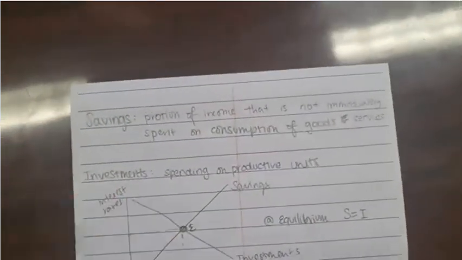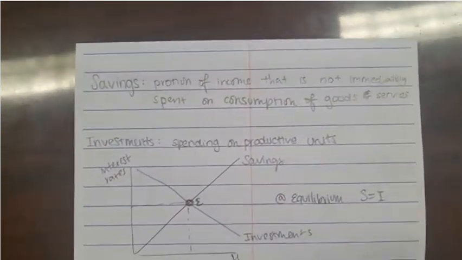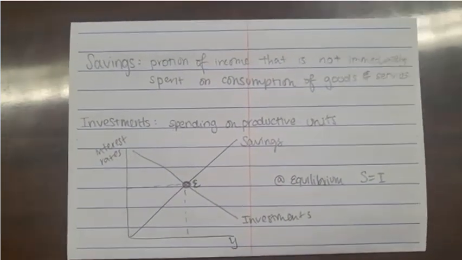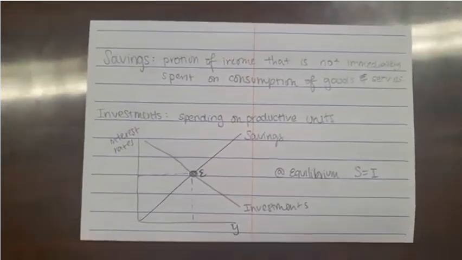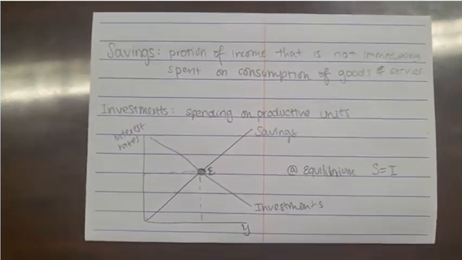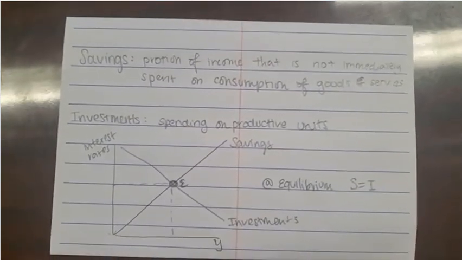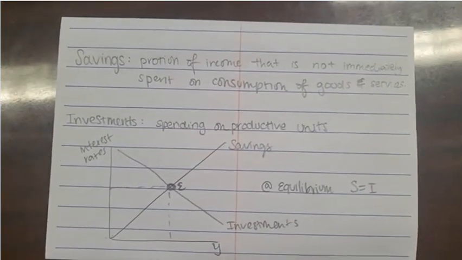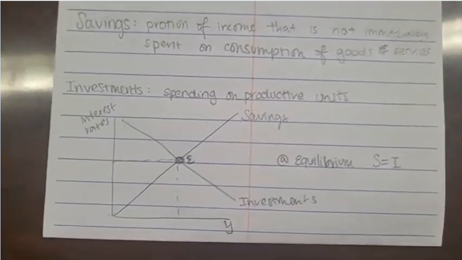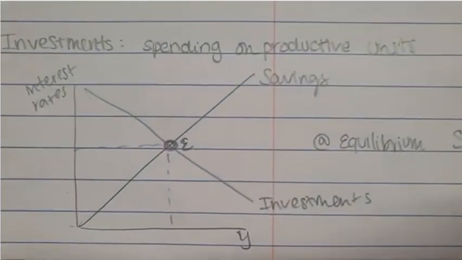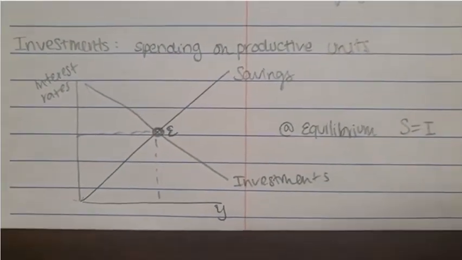As the savings and investment curve. And yes, so we'll start off with the savings and investment curve. Savings is the portion of income that is not immediately spent on consumption of goods and services. Investments are the savings put into productive units.